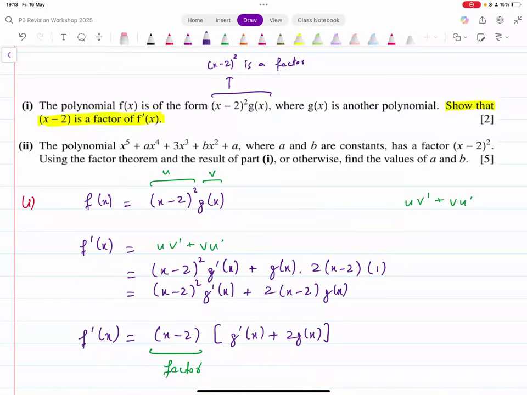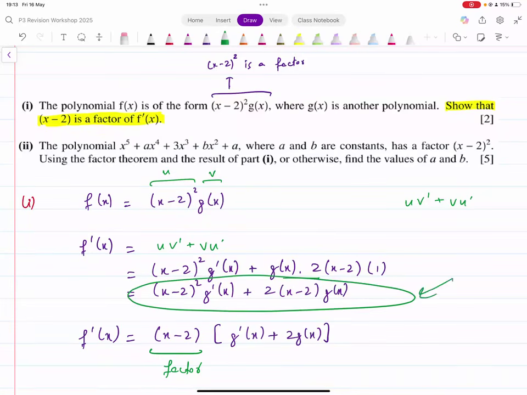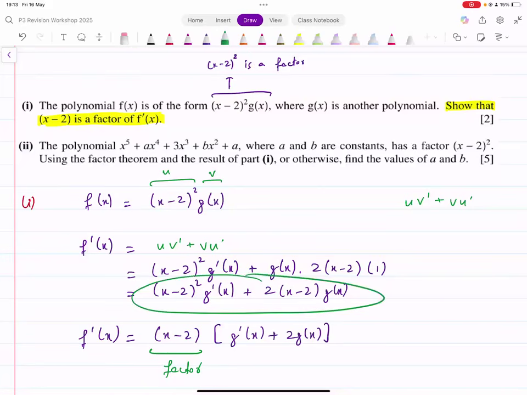Now, what's the derivative that turns out to be? From this is the derivative. This is f dash of x that we're getting. Now, we have to show that x minus 2 is a factor of this. One way to do this could be that we put x equals 2 in this polynomial, and that will make everything 0. So the remainder is 0, and that means that it is a factor.